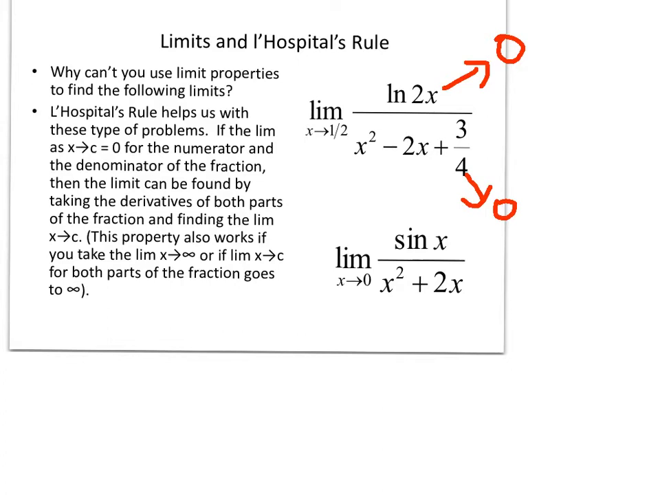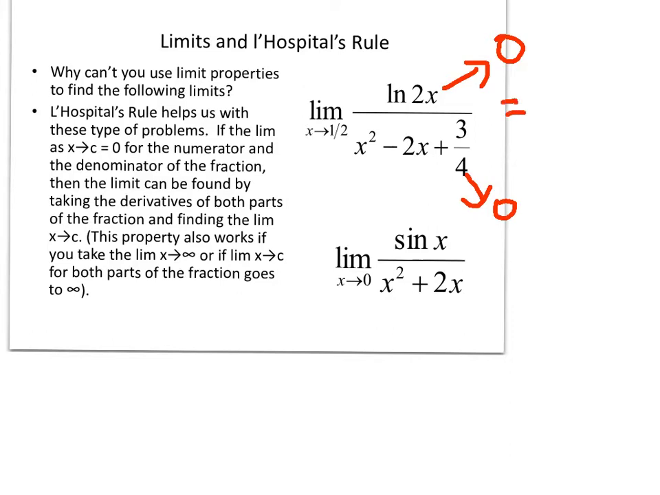7 divided by 0, no answer. 0 divided by 0, there's an answer. I have to go find it some other way. So this one involves L'Hopital, a mathematician back in the 17th century, who is credited with this rule. He found that if you take the derivative of both the top and the bottom, the numerator and the denominator separately, and then find the limit of that resulting fraction, it will give you the limit.